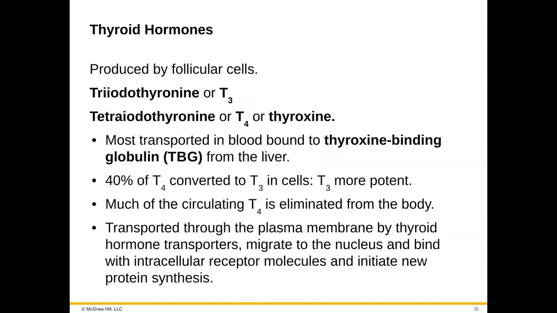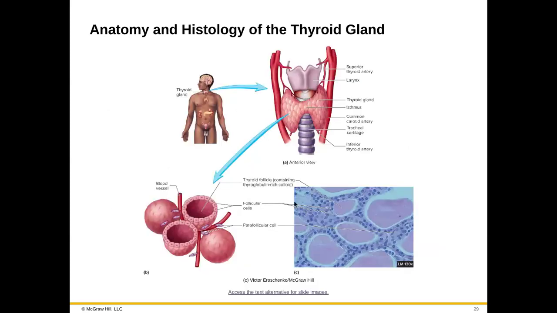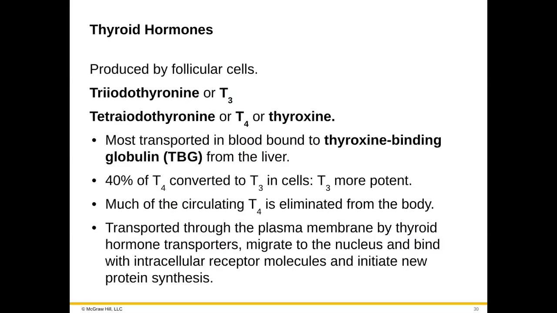Now, thyroid hormones are going to be produced by those follicular cells. If we go back to the image before, the follicular cells are the ones that are directly surrounding this colloid. And those are going to secrete your thyroid hormones, which we're going to refer to as triiodothyronine, which is T3, or tetraiodothyronine, or T4, also known as thyroxine.